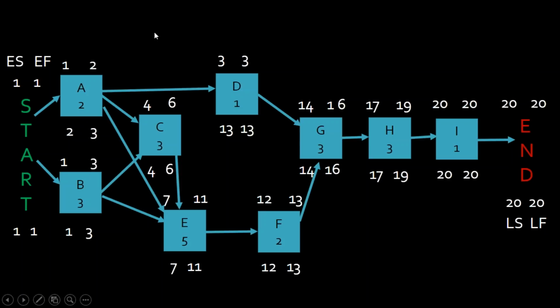This was my backwards pass. And what did I do here? Take a look at all the tasks that cannot be moved. I just highlighted them. This is the critical path. The critical path is the longest sequence of non-float activities through a network diagram.